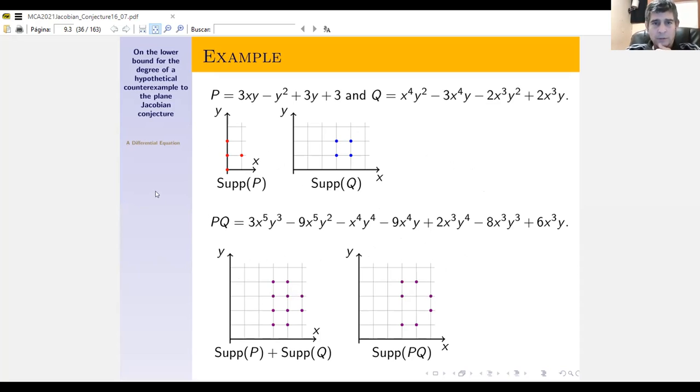How do we work? We take the support, for example, if P is this expression, we work with the support, which is much simpler to manipulate, conceptually also. And we have Q is this square as the support. And then the product PQ has this support. So we would like that the product has support of P plus support of Q.